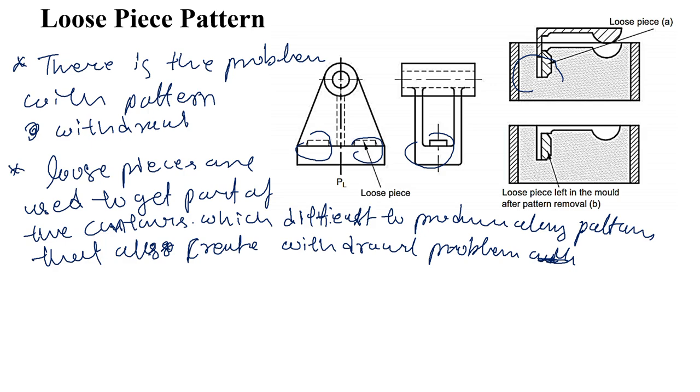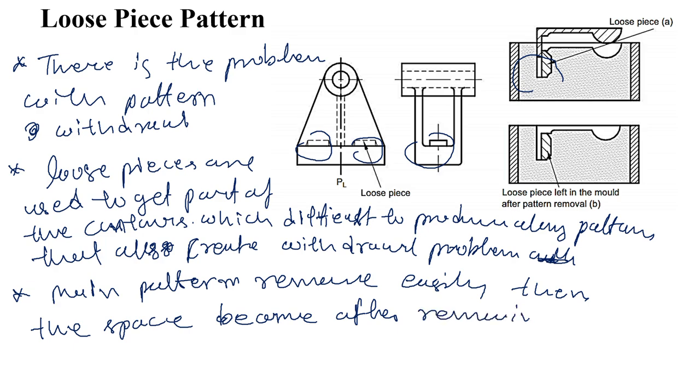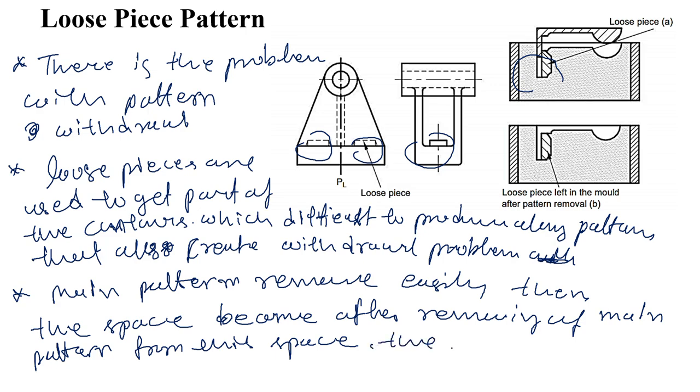So with these loose pieces, the main pattern is removed easily first. Then after removing the main pattern from this space, the loose pieces are easily recovered.